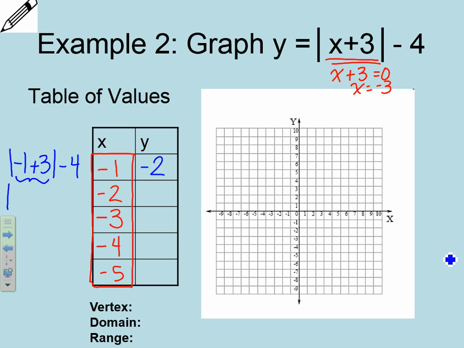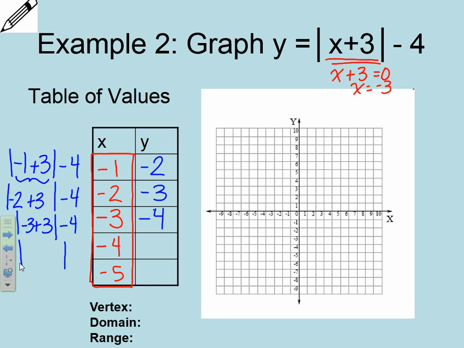Then I'll plug in negative 2 into the x in that equation. Negative 2 plus 3 is 1. Absolute value is still 1. Subtract 4 is negative 3. Then I'll plug in negative 3. Negative 3 plus 3 is 0. Absolute value is still 0. Subtracting 4, like the equation says, gives me negative 4.